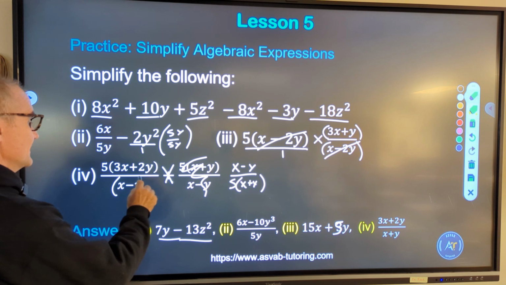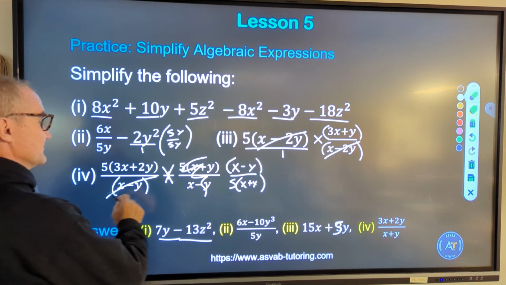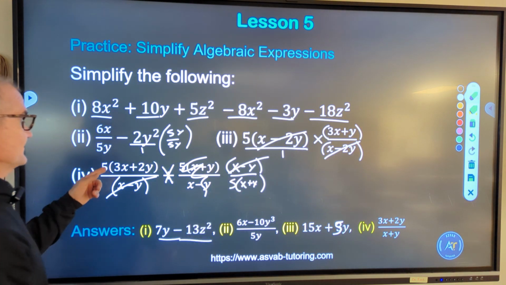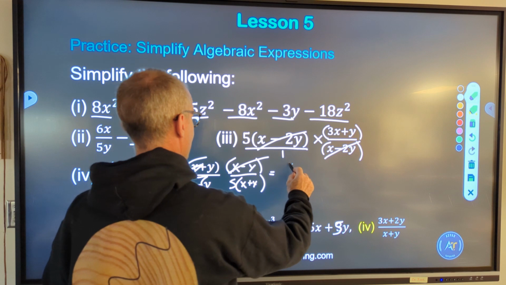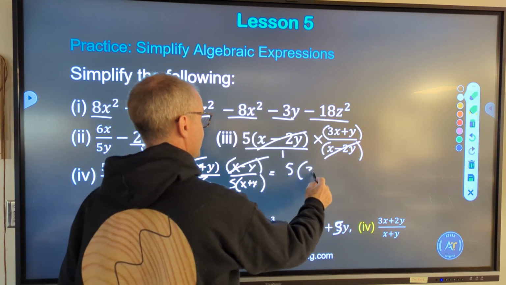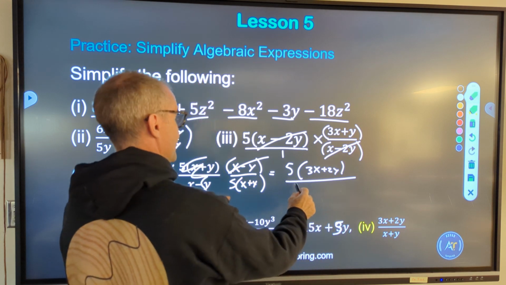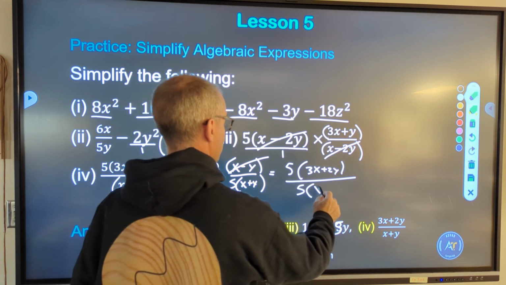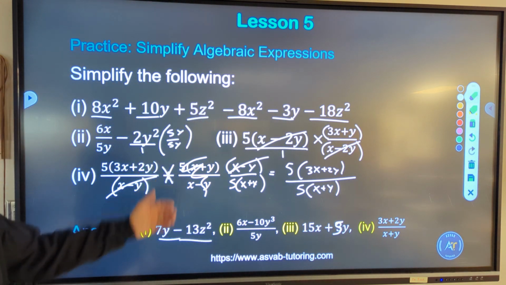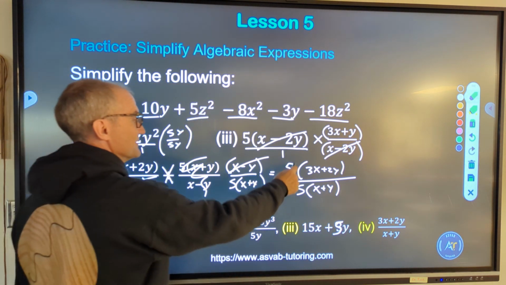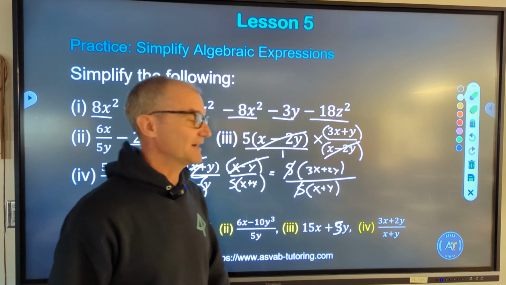Now I have this xy. I have this xy. These things are quantities. That will cancel with that. So then I have this thing over this thing. So let me write that out. I have 5 times 3x plus 2y over 5 times x plus y. Not quite done yet. I'm checking to see if anything will cancel. Those 5s will cancel to give me that 3x plus 2y over x plus y.